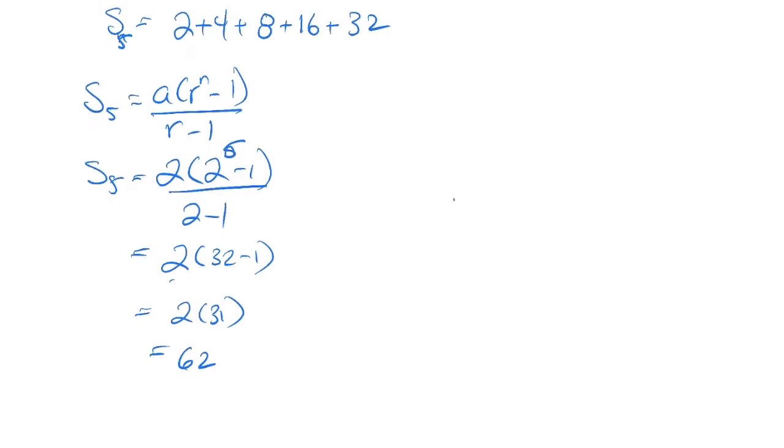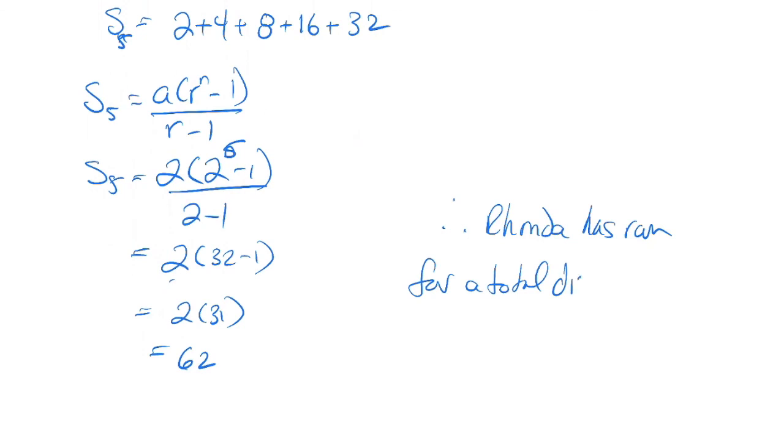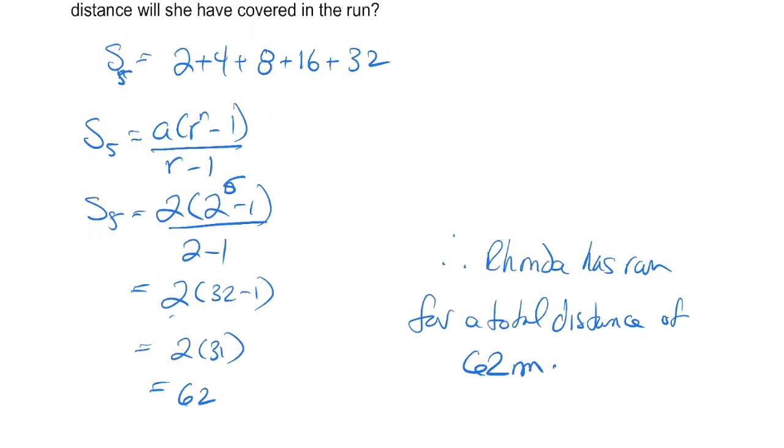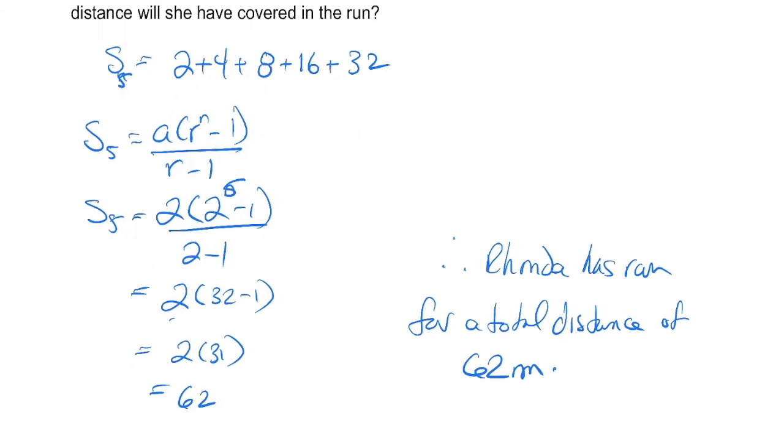So therefore, Rhonda has run for a total distance of 62 meters. Okay, so easy to extend this question. Let's say that she keeps doing this for, let's say, 10 times. And so here we're going to know n is 10. We don't actually have to list out all the numbers in that sequence in order to calculate the sum of that. All right, so that's a geometric series.